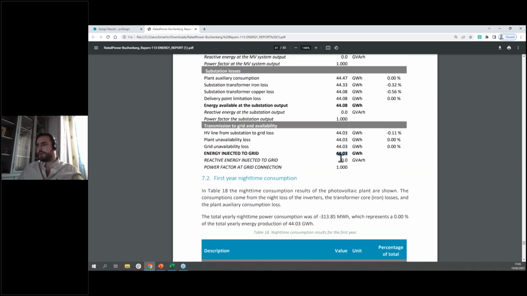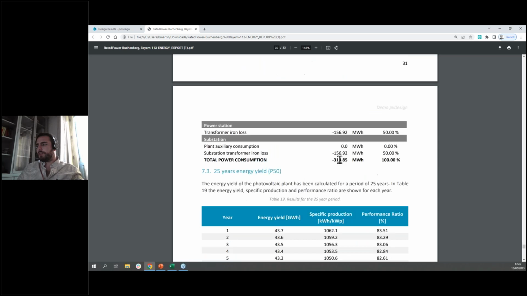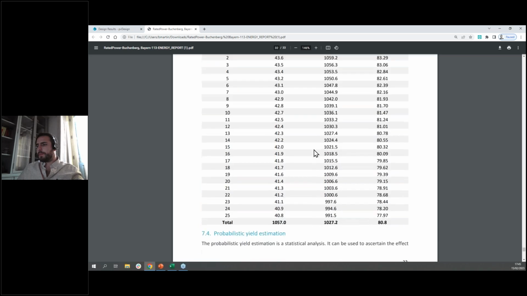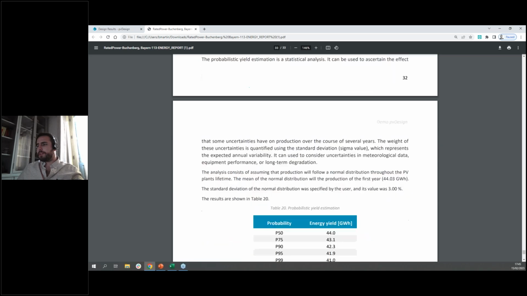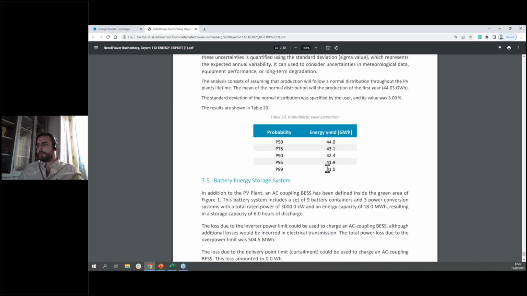So here we can see the P50 estimation, and if we use the probabilistic yield estimation tool from pvDesign, we will also get the P99 or P95 estimation. P99 means that in 99% of the years we are going to generate more than this energy. So this information can be used to model the cash flows in the worst case scenario.